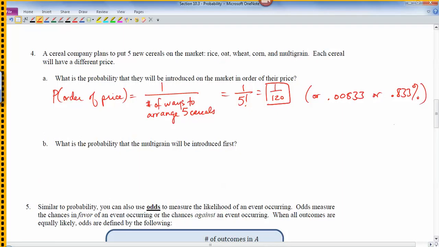What's the probability that the multigrain is the one that gets introduced first? Well, on that one, probability of multigrain first. There's only one way to introduce multigrain first. And really, we're saying out of how many different choices do you have to introduce first? Well, you've got 5. So you've got a 1 in 5 chance.